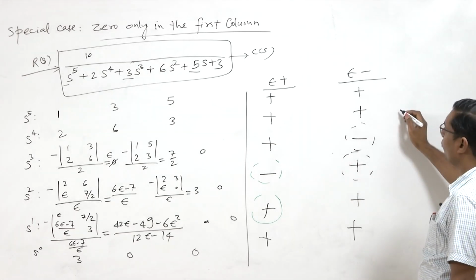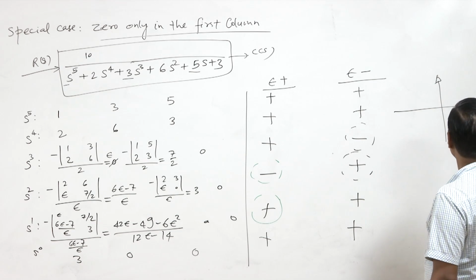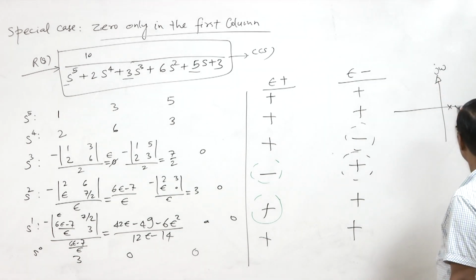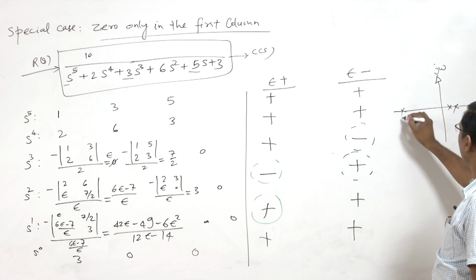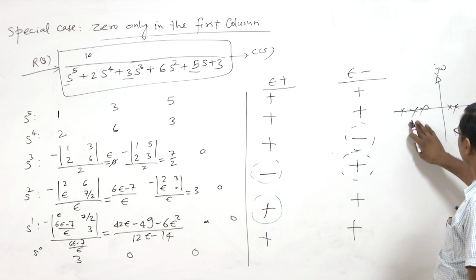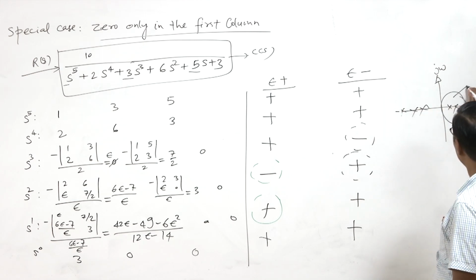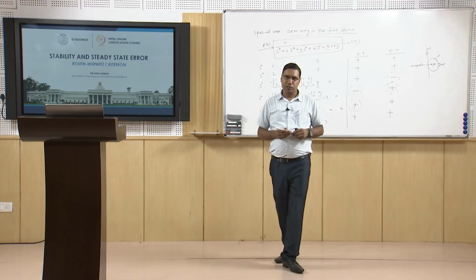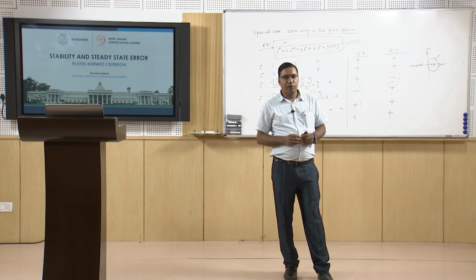So out of 5 poles we have 2 poles in the right half plane and the remaining 3 poles in the left half plane. Because 2 poles are in the right half plane, the system is unstable. So I would like to stop here, and we continue in the next lecture. Thank you.